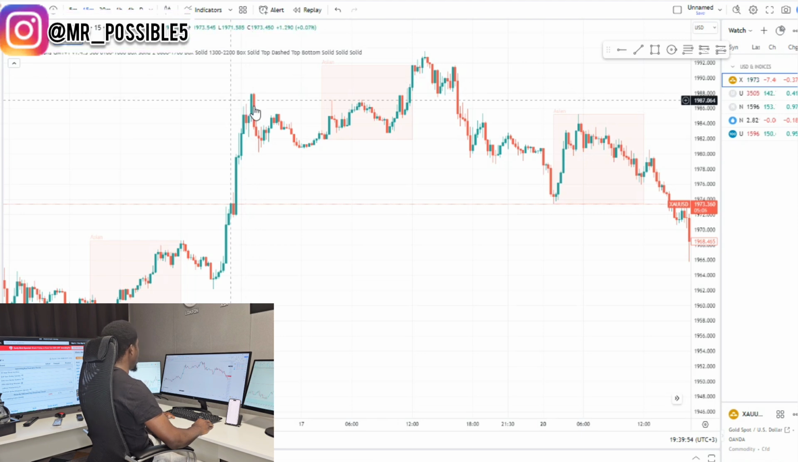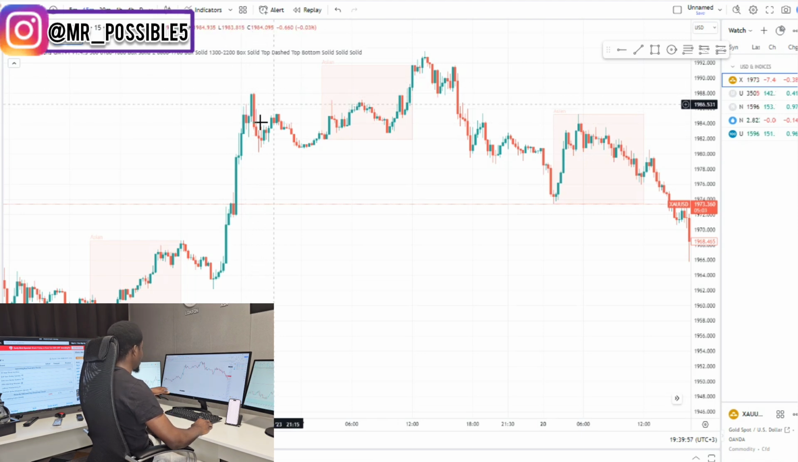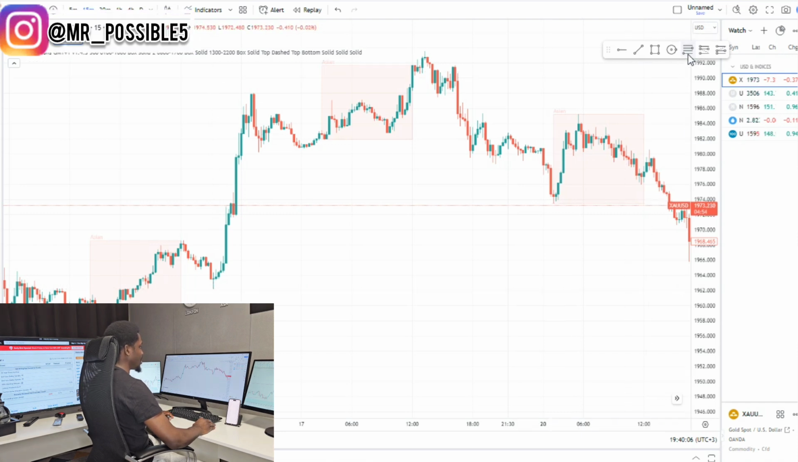And what place was actually the lowest point? Now this was actually the lowest point, right? Because it took off from this particular spot. So this was actually the lowest point. So what I want to do now is take my Fibonacci retracement tool, right?